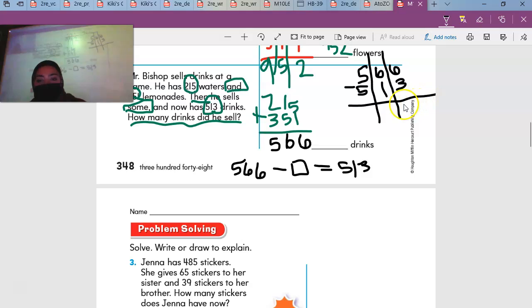6 take away 3 is 3. 6 take away 1 is 5. And 5 take away 5 is 0. How many drinks did he sell? He sold 53 drinks. Ta-da!